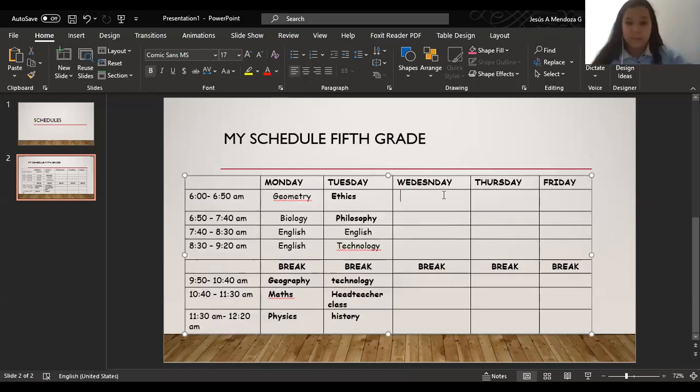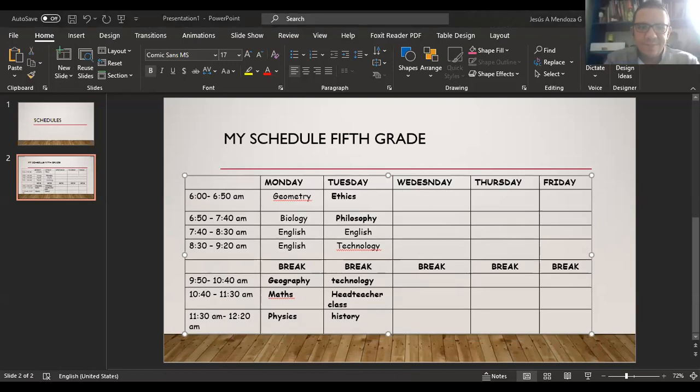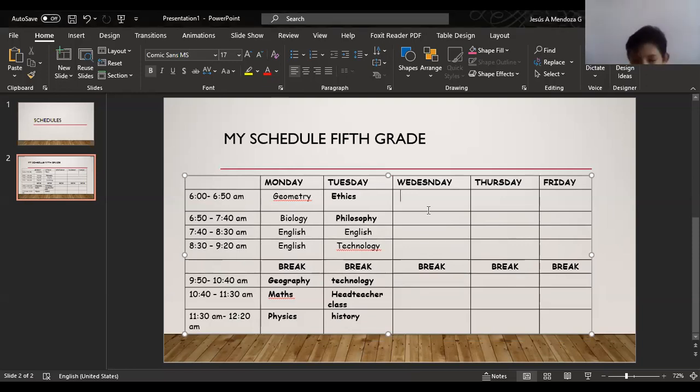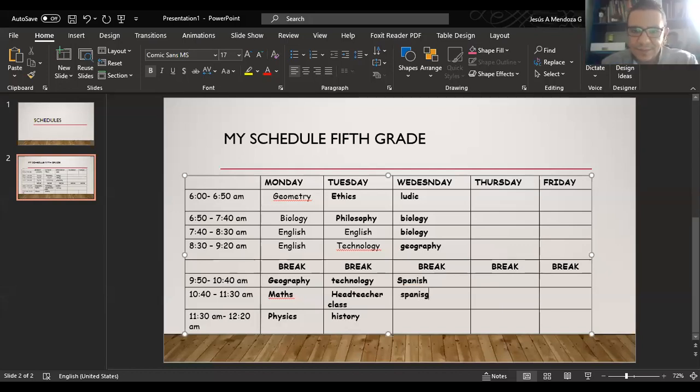El miércoles, lúdica. Lúdica? Okay. Later. Naturales. Later. Y otra vez naturales, profe. Okay. Before break, geografía. Geography. Break. Geography. Lengua. Spanish. Otra lengua. Okay. Wait. Spanish, Spanish. Otra lengua y estadística. Statistics. Later.